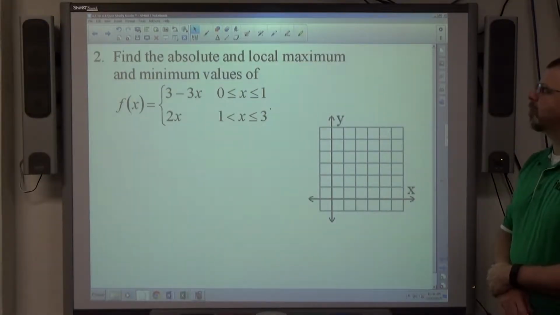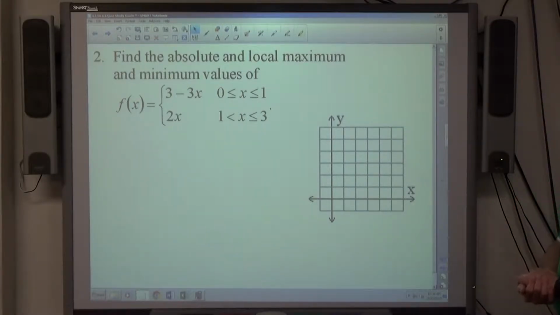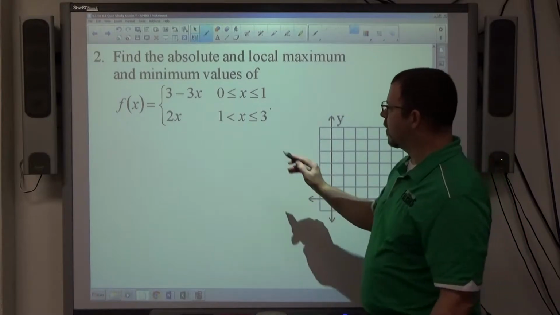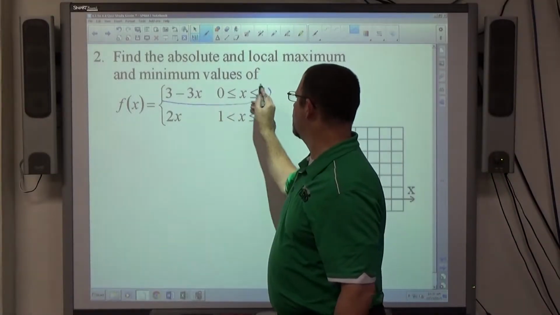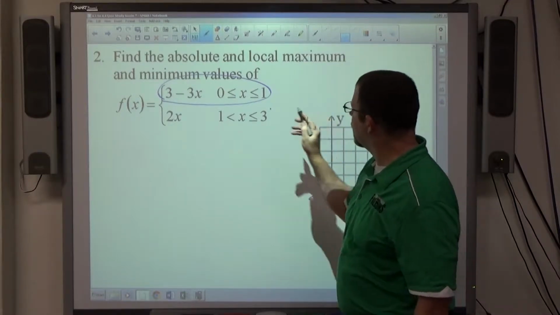Number 2, find the absolute and local maximum and minimum values of this piecewise function. The best way to do it is just to graph it. And keep in mind with piecewise functions that we go from an endpoint to an endpoint, so there's no arrows to be seen.